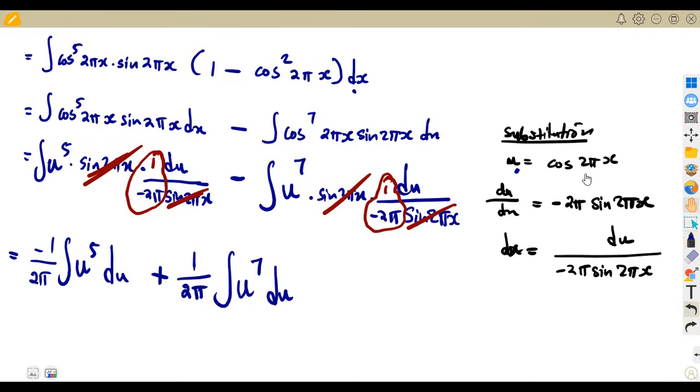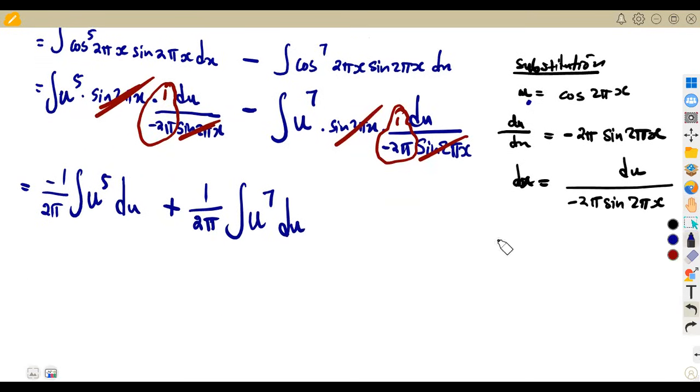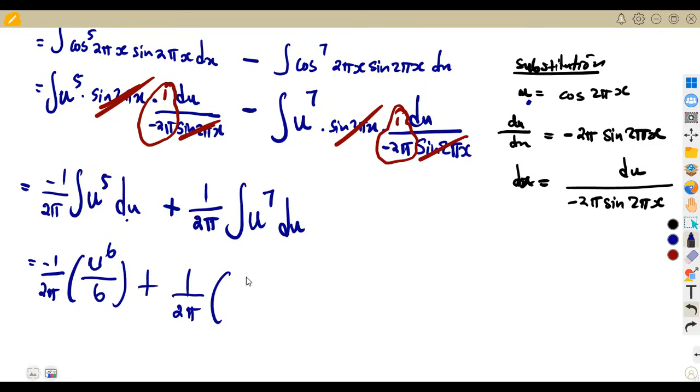So there we are able to integrate, since we are left with a u and it is with respect to u. So this will be minus 1 over 2 pi. We integrate u to the exponent of 5, we add 1. So that will be u to the exponent of 6 over the new exponent, which is 6, plus 1 over 2 pi. We integrate u to the exponent of 7. We add 1. So it will be u to the exponent of 8 over 8 plus the constant of integration.